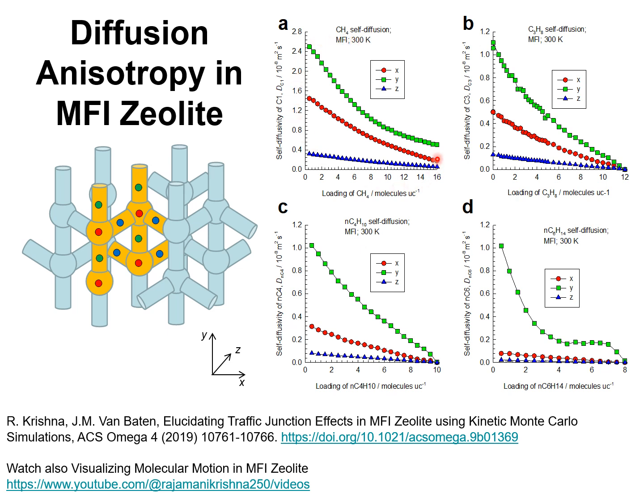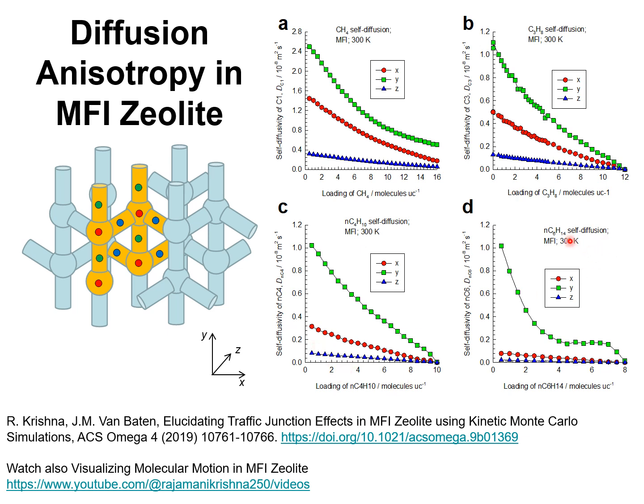These are the self-diffusivities for methane as a function of the loading of methane in units of molecules per unit cell. This is the diffusivity of propane as a function of the loading in molecules per unit cell. We see again that in the y direction, the diffusivity is significantly higher than that in the x direction, and in the x direction the self-diffusivity is significantly higher than in the z direction. The same holds for normal butane. Y direction, x direction, z direction.